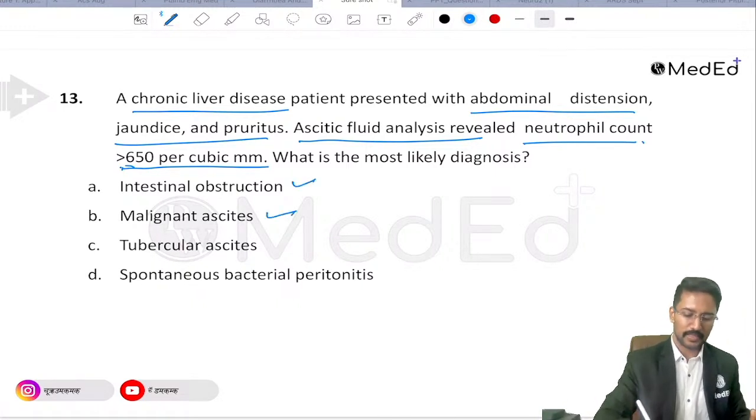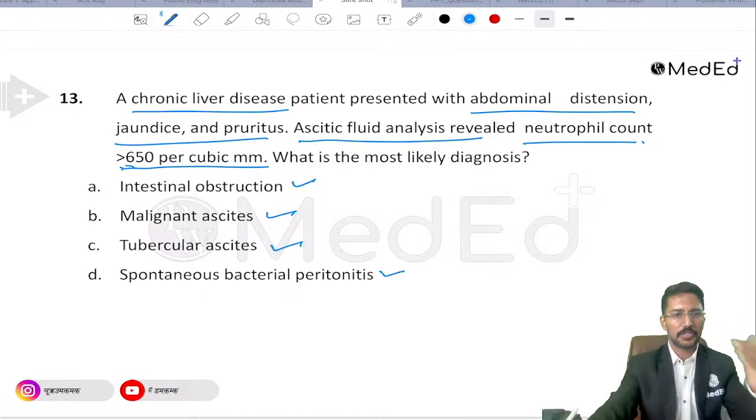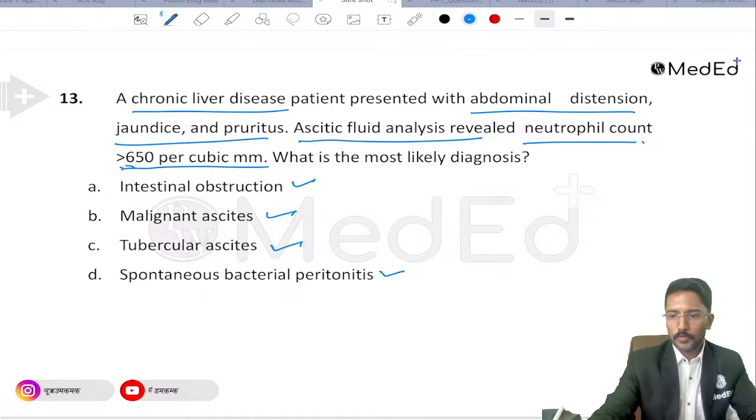Intestinal obstruction, malignant ascites, tubercular ascites, or spontaneous bacterial peritonitis? Which one is likely? What do you think? Is this patient suffering from spontaneous bacterial peritonitis, or would you think of some other causes? What is the minimum criteria required for diagnosis of spontaneous bacterial peritonitis in a patient of ascites?